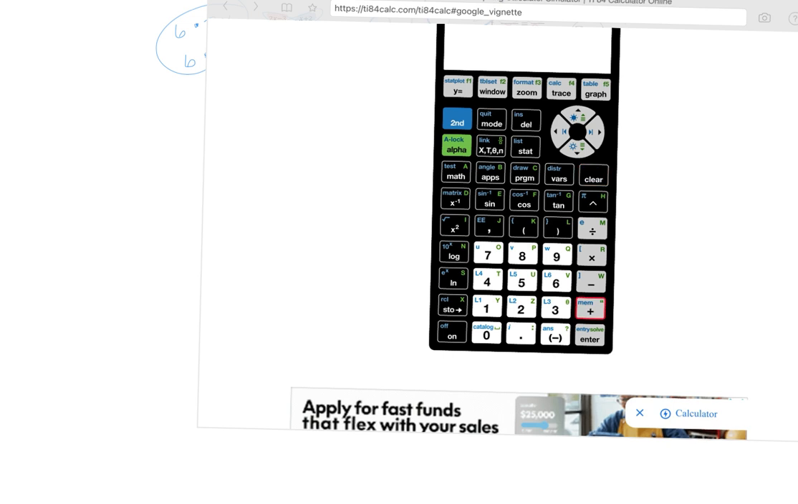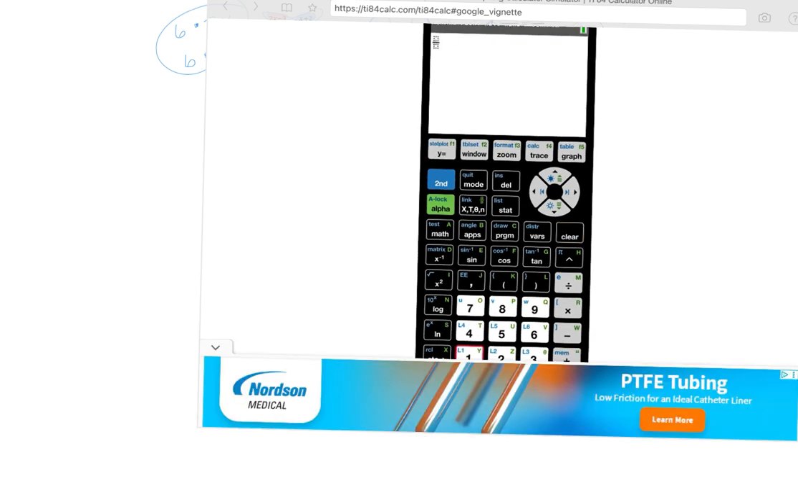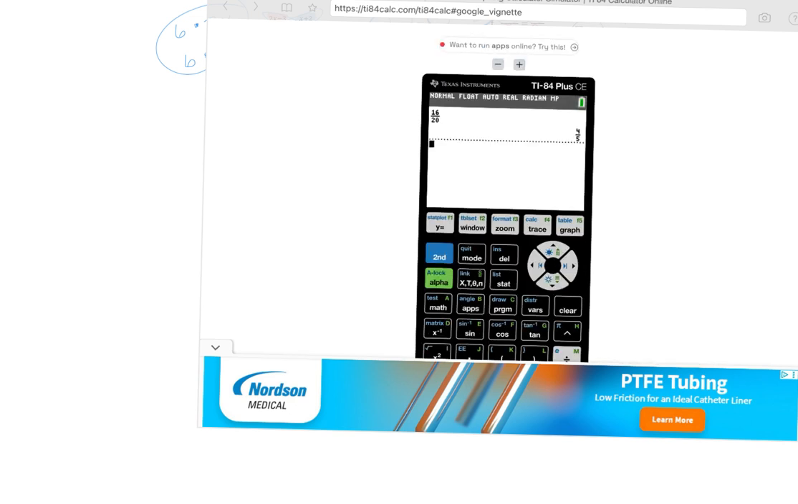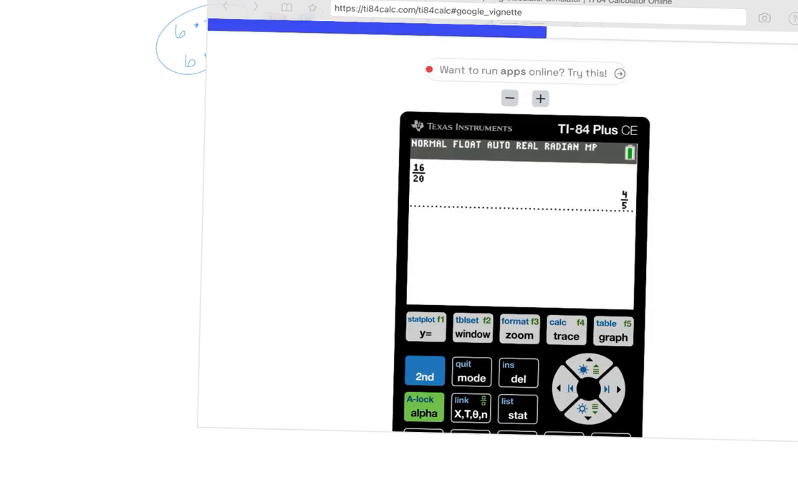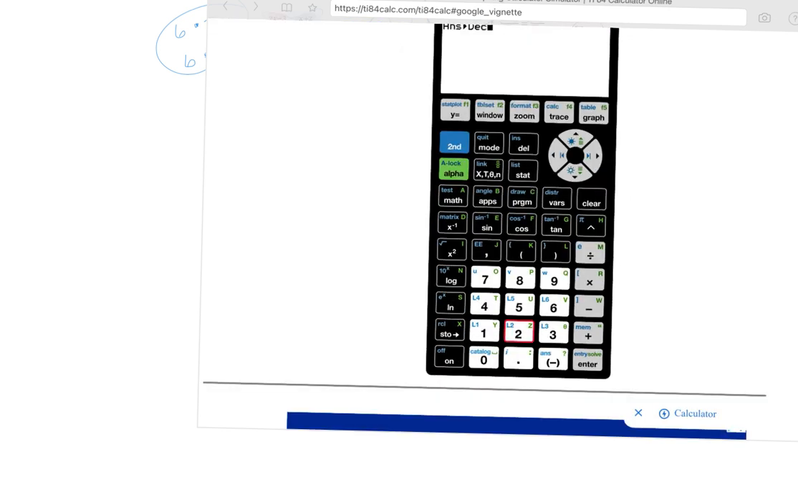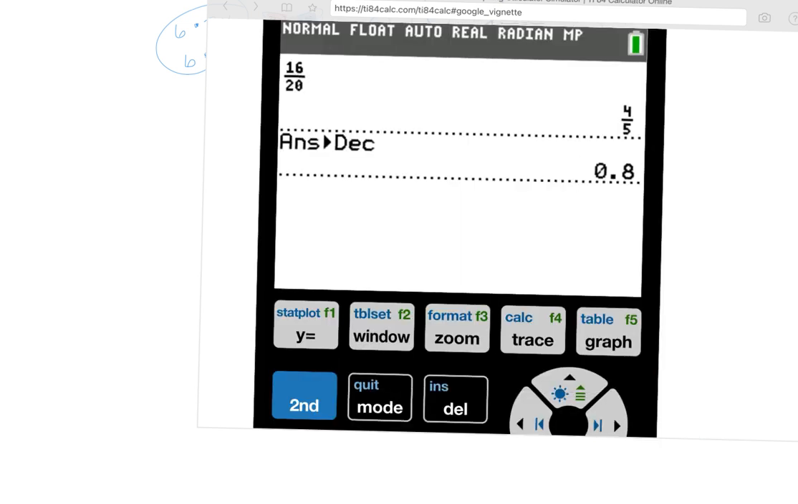Let me just make this a little smaller. There we go. This is 16 divided by 20. Enter. I get 4 over 5. Okay. You may also get another answer that's acceptable, which is 0.8. It's also correct. There's nothing that's wrong with it, okay?